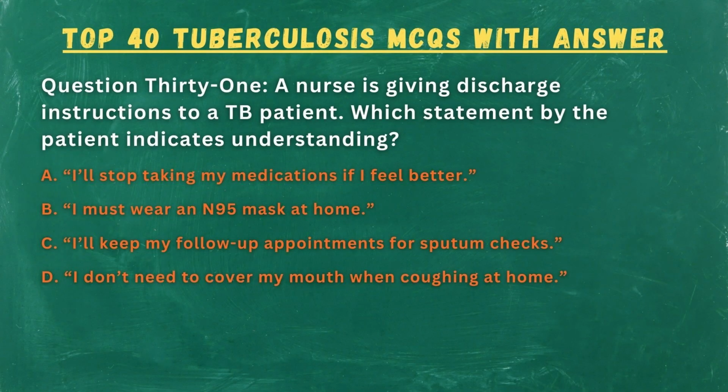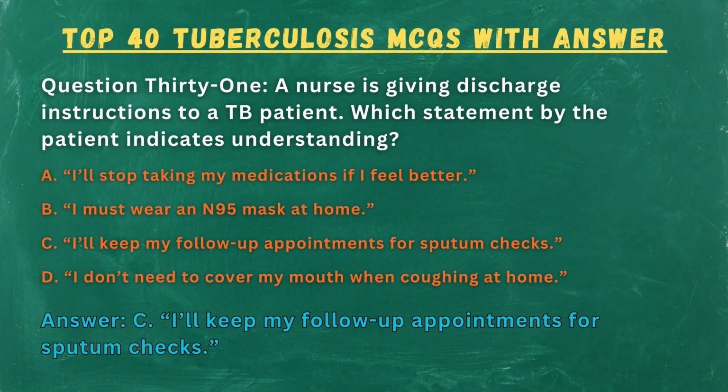Question 31. A nurse is giving discharge instructions to a TB patient. Which statement by the patient indicates understanding? A. I'll stop taking my medications if I feel better. B. I must wear an N95 mask at home. C. I'll keep my follow-up appointments for sputum checks. D. I don't need to cover my mouth when coughing at home. Answer: C. I'll keep my follow-up appointments for sputum checks.